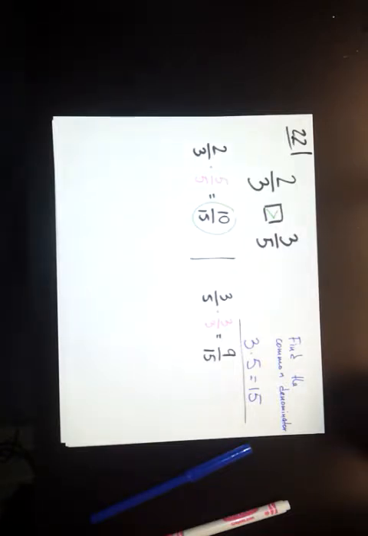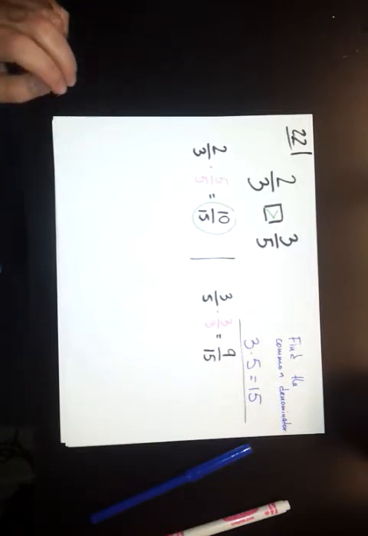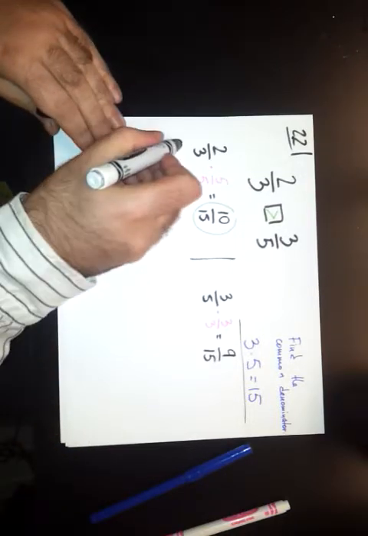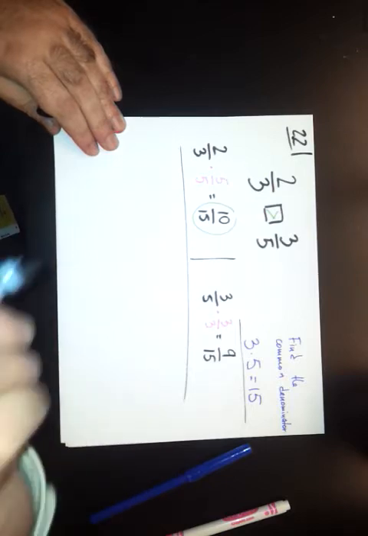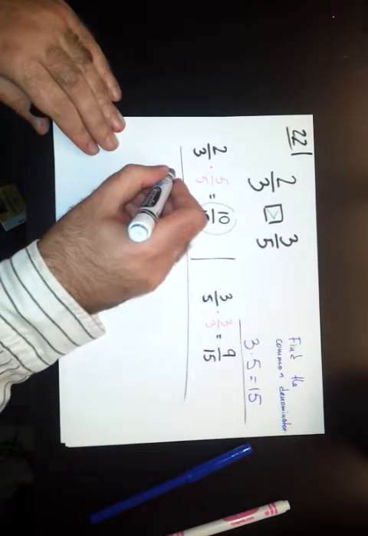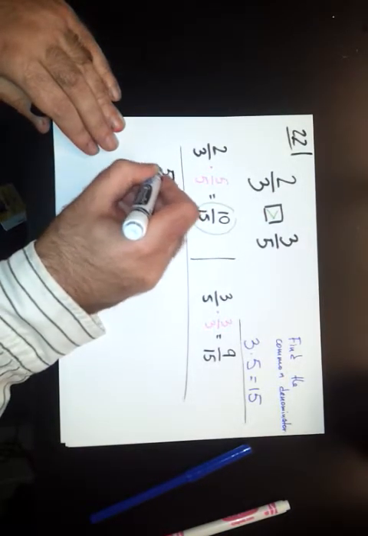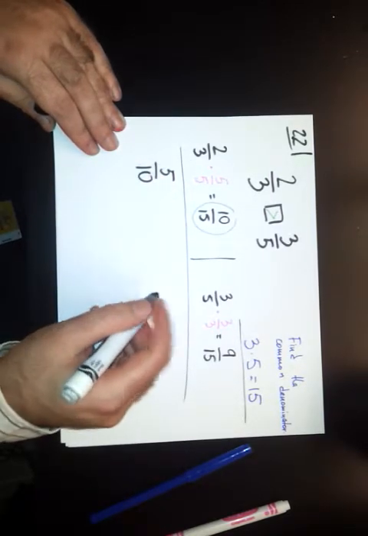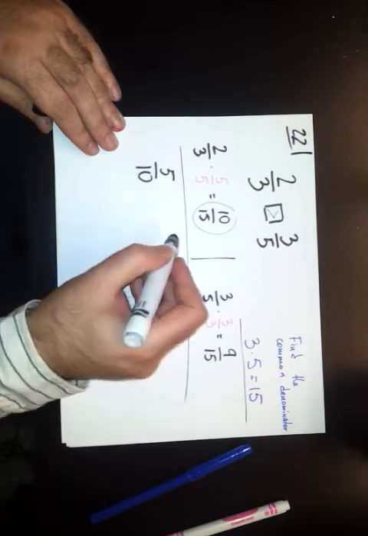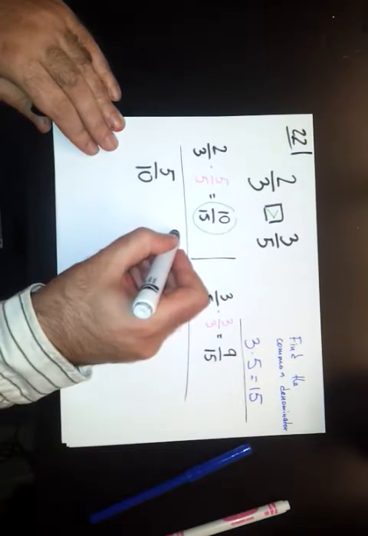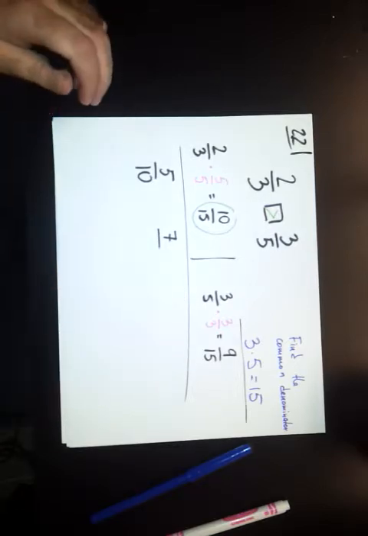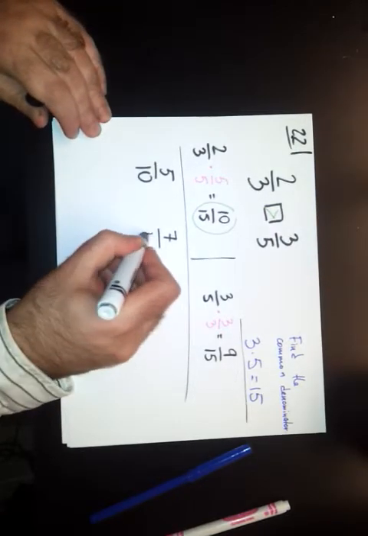So let's say we have a different problem. Let's do another example. Let's say we have 5 over 10, and I'm comparing it to 7 over, apologize, 15.